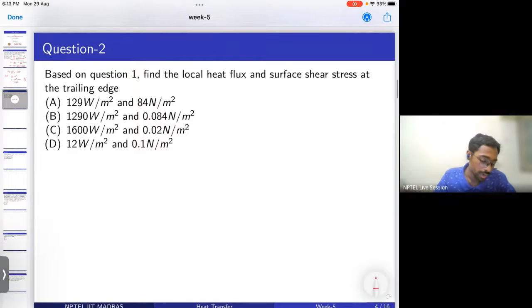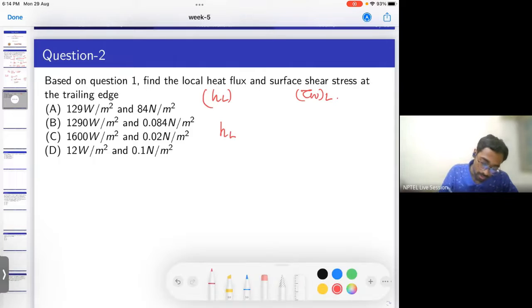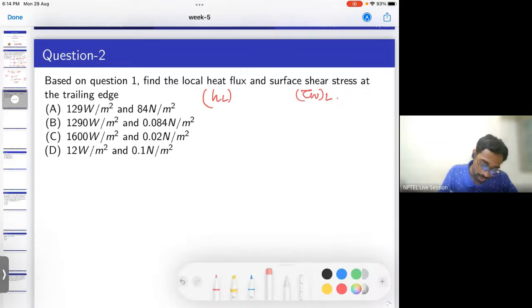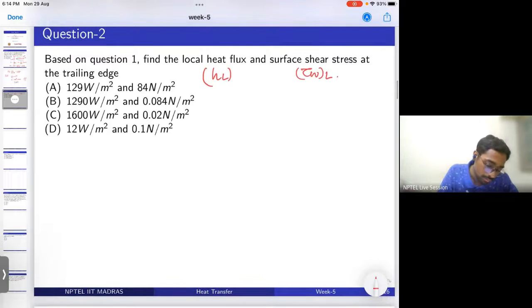It is question 1. We have to find out the local heat flux and the surface shear stress at the trailing edge. Okay. So at the trailing edge, we need to find out what is HL and what is tau WL. How to proceed: we already have the expression derived for the heat transfer coefficient, or we can say Nusselt number.